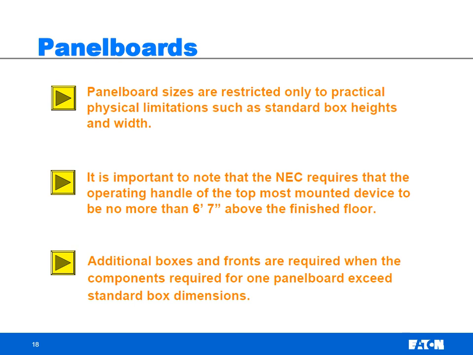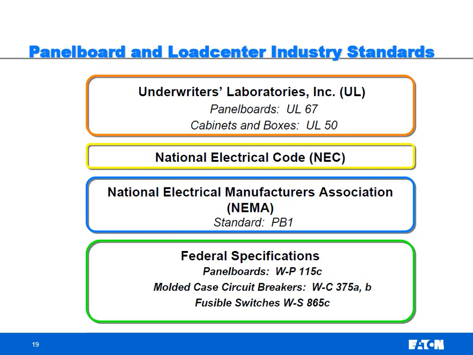Additional boxes and fronts are required when the components required for one panel board exceed the standard box dimensions. This is just what we showed about through-feed lugs, sub-feed lugs. We get multi-section boxes for 84 circuits, 100 circuits, 128 circuits, no limit.